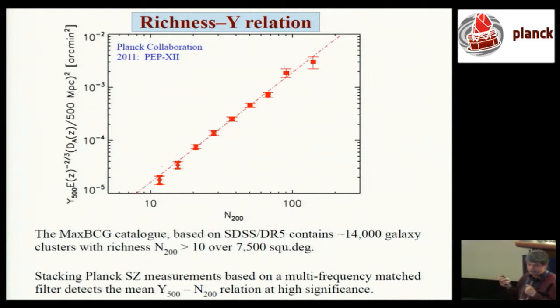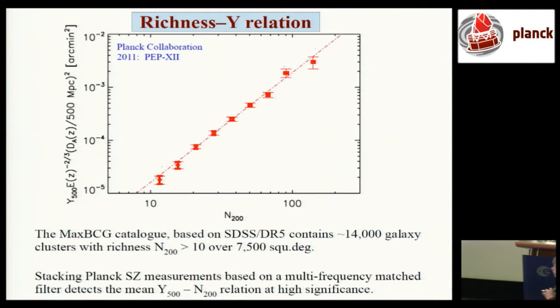So you can just take this catalog. Of course, you know for each object its redshift and the number of galaxies from the Sloan and its position. You just stack the Y maps at those positions, and this is the result as a function of richness. So these are just bins in the richness, and there are, I think, well over nearly 2,000 clusters in this first bin here. So you get amazing signal.